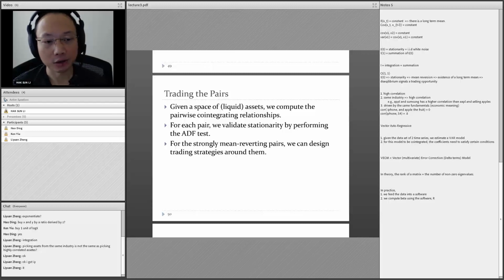I'm not saying that it works. I'm not saying it will make money and all that. I'm just saying this is one of the most popular ways to look at pairs trading from the perspective of statistics, namely using the concept of stationarity.